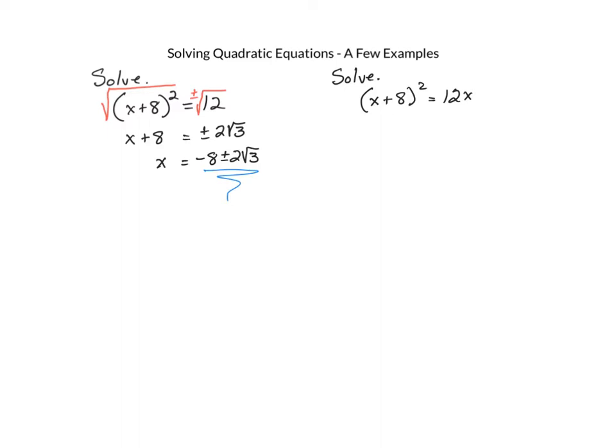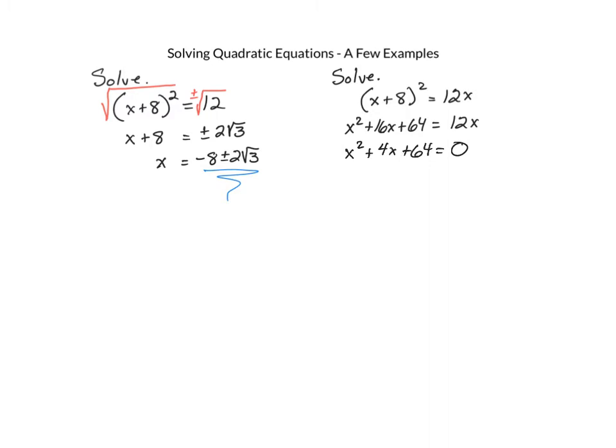So if we do that, we'll have x squared plus 16x plus 64, right? When you FOIL out that (x + 8) squared. And that will equal 12x. And now I'm going to set it equal to 0. So when we subtract 12x from both sides, we have x squared plus 4x plus 64 equals 0.